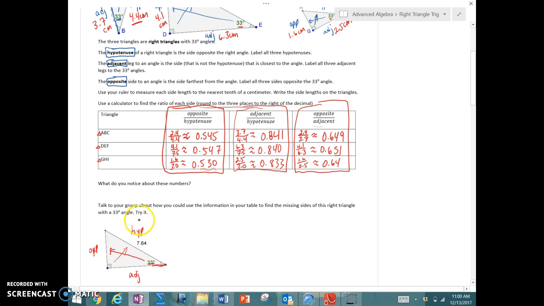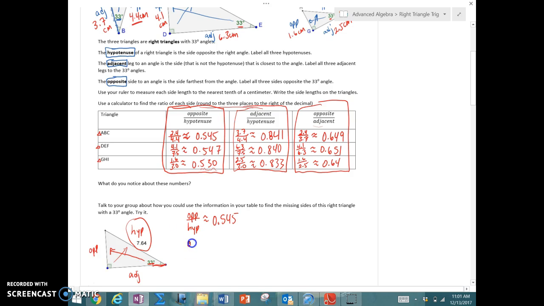Now in this case, the one side length that I know is the hypotenuse. So since the angle measure is the same, and since in this table above we said that we know that the opposite over hypotenuse was always about 0.545, we can use that idea and say, since we know that opposite over hypotenuse was about 0.545, I probably should have just rounded to 1 or 2 decimal places. We can use that concept, since this is still a triangle with 33 degrees, and substitute what we know.